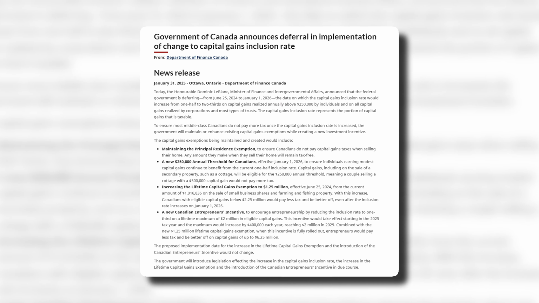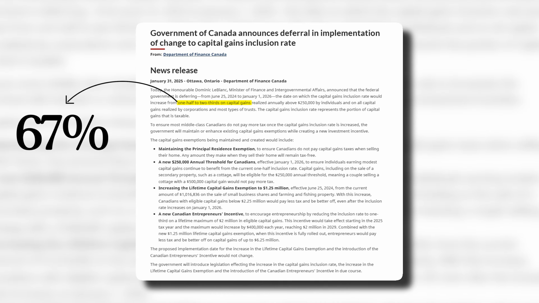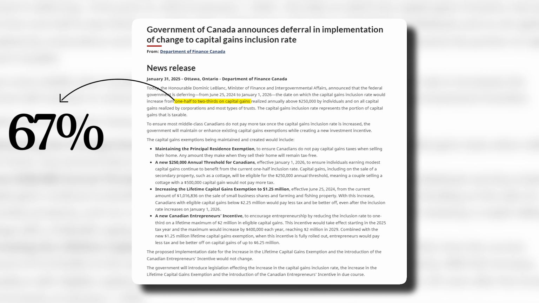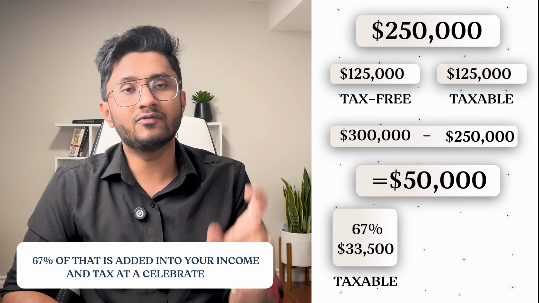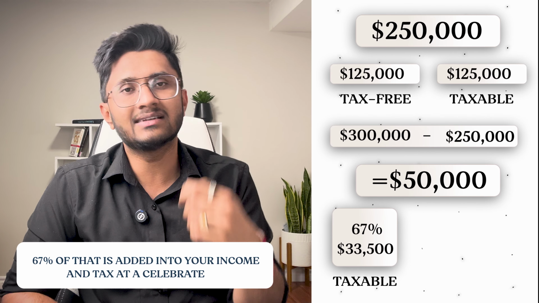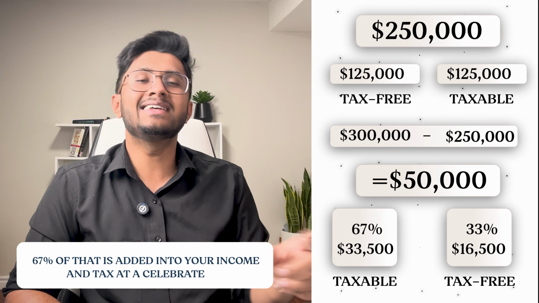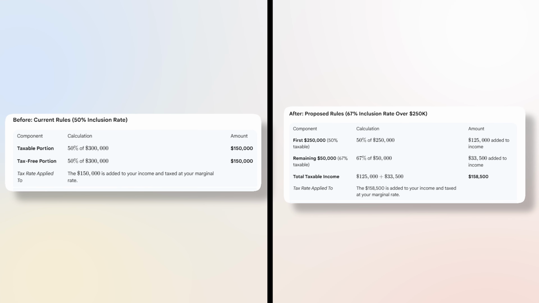But CRA is implementing a new rule that will include 67% after $250,000. So for the first $250,000, it is basically still 50-50, $125,000 exempt, $125,000 added into your income and taxed at slab rate. On the next $50,000, that is $300,000 minus $250,000, 67% of that is added into your income and taxed at a slab rate, and the remaining 33% is tax free. So here is the side by side comparison. If you don't have any income, what would you pay in capital gain before and after?